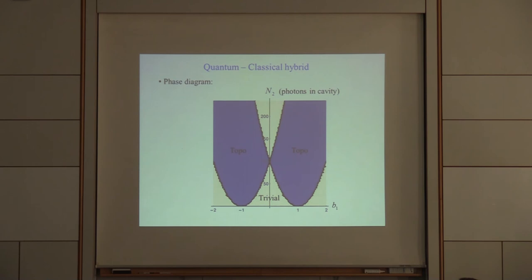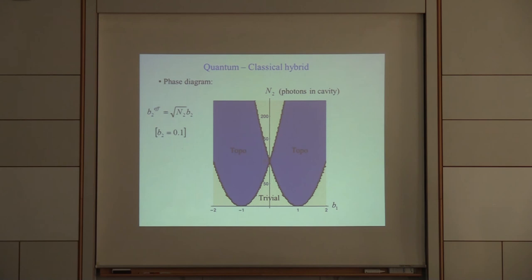So now we need to think about the phase diagram between topological and trivial that has to do with B1, the strength of the drive, but then the number of photons in the cavity. And depending on the number of photons, you can go between trivial and topological. When N2 is 0, B2 is effectively 0. And since B2 is proportional to the square root of N2, as the number of photons grows, you're exploring larger and larger coupling to your drive, effectively. So you can go in and out of a topological phase depending on the number of photons, which I think is something that Anatoly was mentioning.